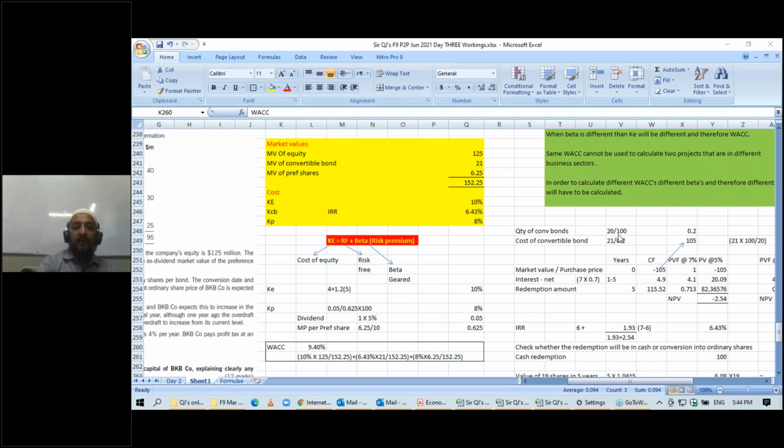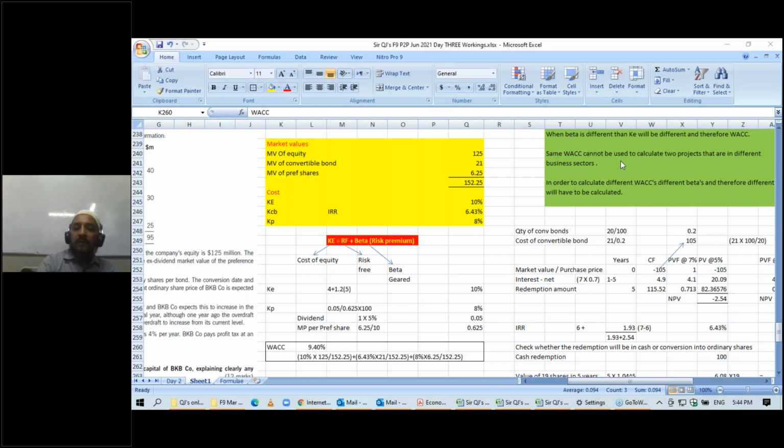Five is the market price of ordinary shares. Where did it come from? Okay, let me show you. In the cost of capital question, Orlando, we will always take the cost net of tax, because the income which is generated will be taxed at 30%, right?